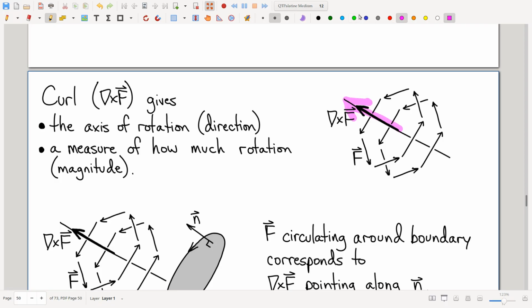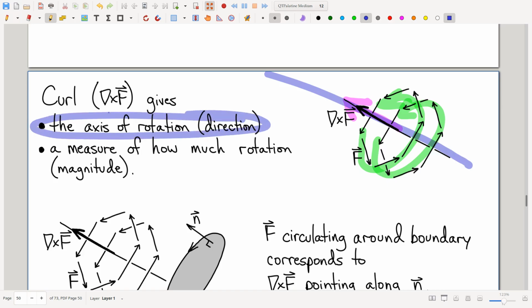When you have a fluid flowing around, something like that, curl points like that. In particular, the direction tells you what is the axis that, to whatever extent there's a rotation in the fluid, what is the axis that rotation is going around.